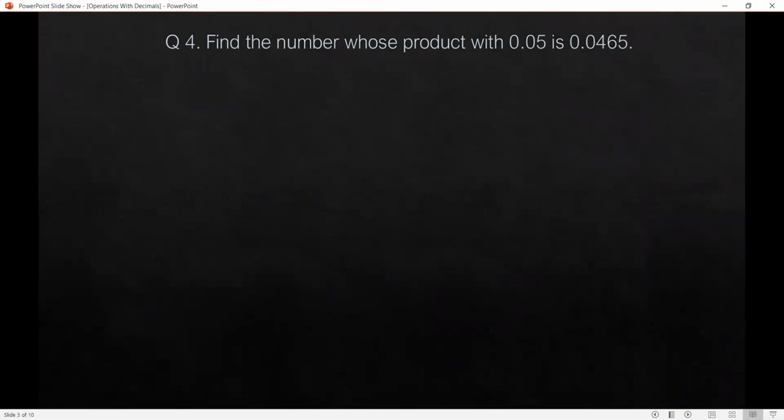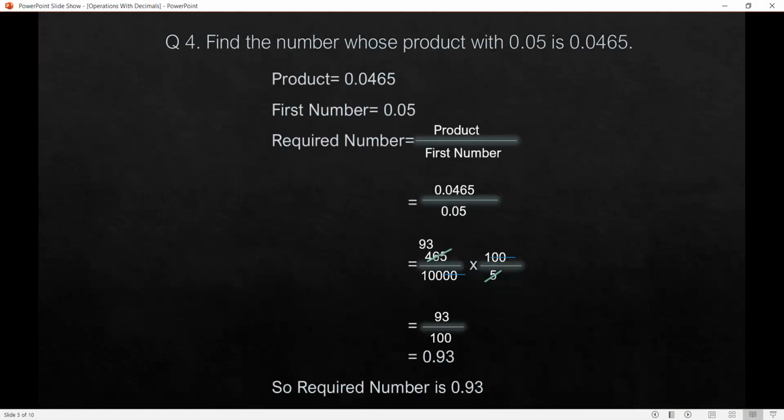Question number 4 is, find the number whose product with 0.05 is 0.0465. We have to find the number whose product with this. One number is given and the product is given. 0.0465 is the product and 0.05 is one number. When the product is given and one number is given, let us see how we will find the next number.